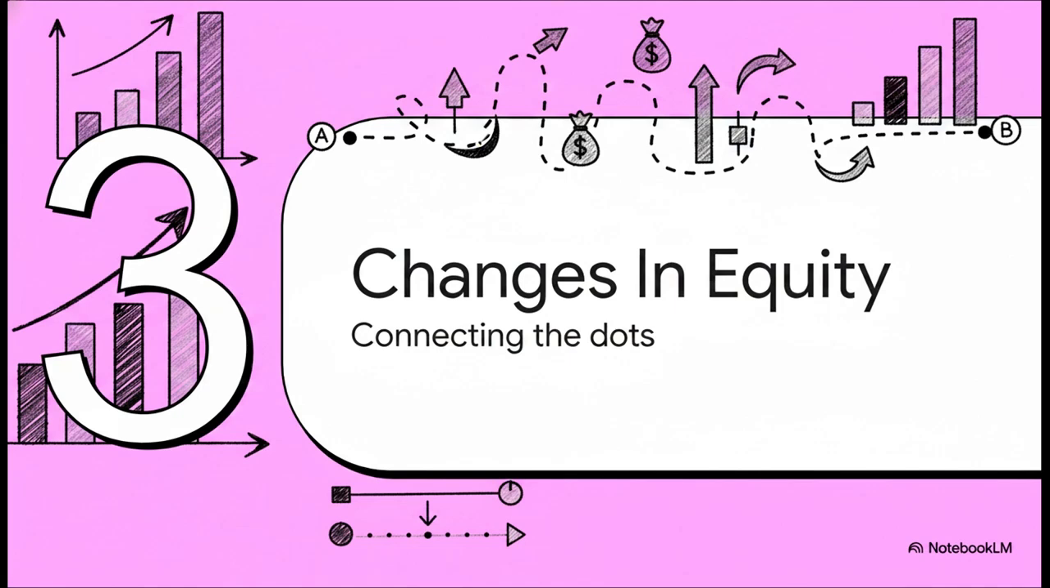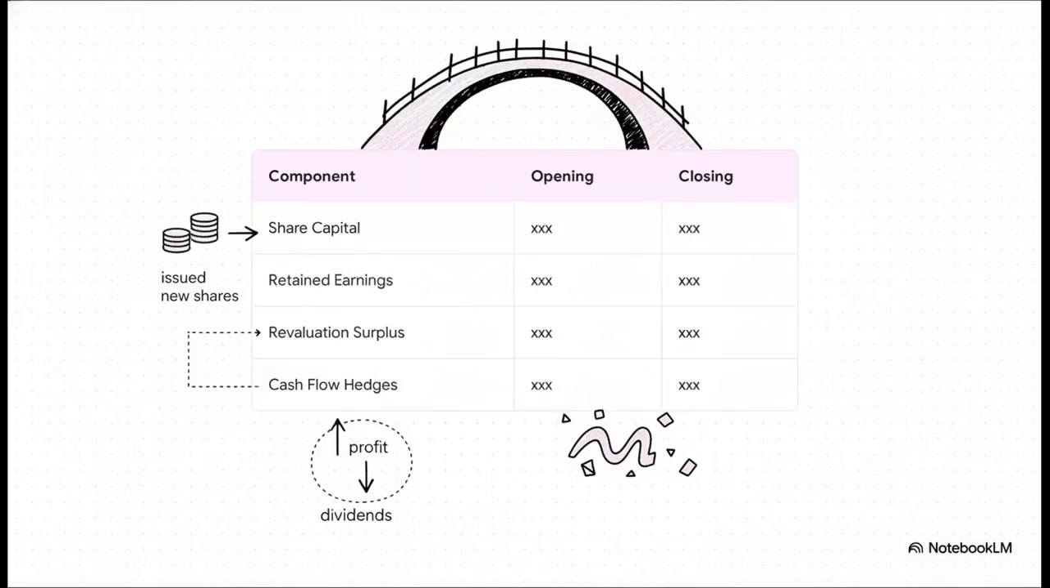Let's connect the dots between periods. Think of it this way. You've got your starting position and you've got your ending position. How on earth did you get from A to B? Well, the statement of changes in equity is your crucial connecting tool. It reconciles those opening and closing balances. It basically acts as a bridge.